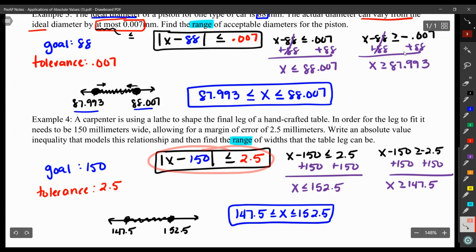Here's your solution for number 4. Here's the inequality, and it's an inequality because we're talking about the range of widths, not just the least and the greatest. And this is what you should have had for the range: 147.5 is less than or equal to x, which is also less than or equal to 152.5.